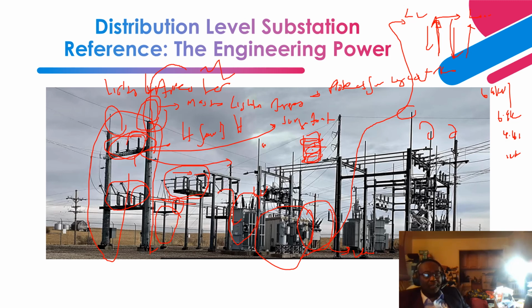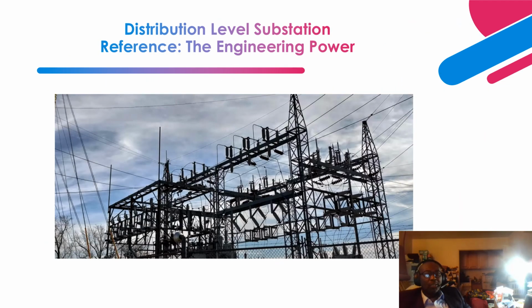So this feeder can come in and go out to another substation similar to this one, to perform another step down. On the other hand, it can come in here and step down to a lower voltage for the customer. This is another arrangement, from the top of the structures. These structures look like an A; sometimes they call it a frame.